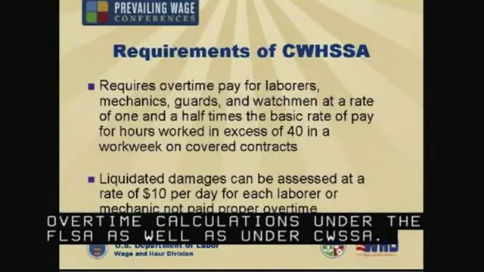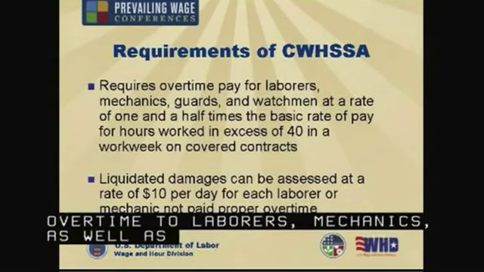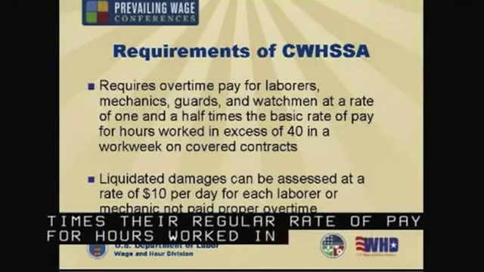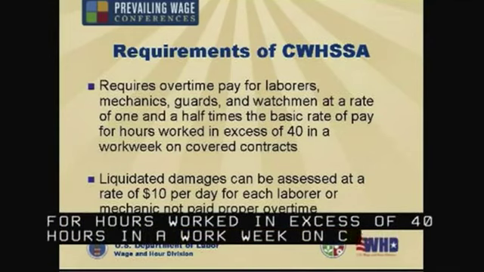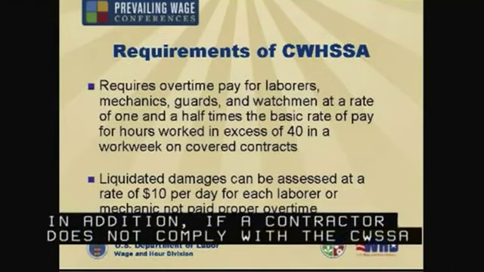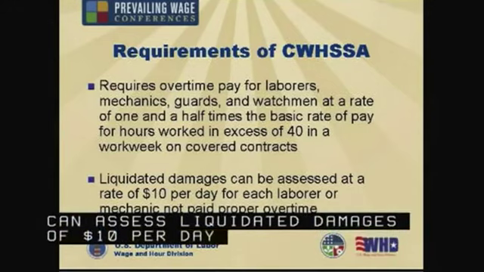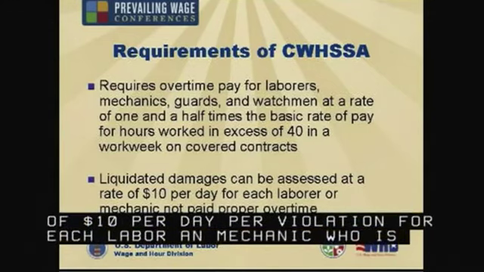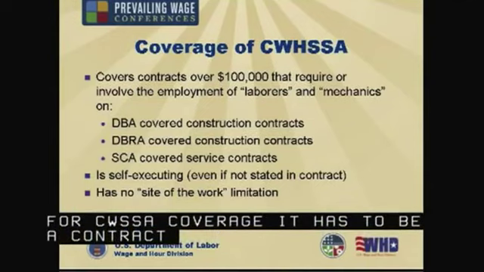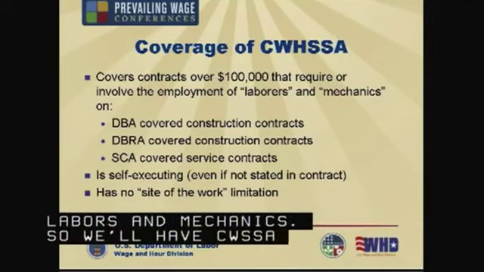So CWHSSA requires the payment of overtime to laborers, mechanics, as well as guards and watchmen at the rate of 1 1/2 times their regular rate of pay for all hours worked in excess of 40 hours in a work week on covered Davis-Bacon projects. In addition, if a contractor does not comply with the CWHSSA requirements, the Department of Labor and the contracting agency can assess liquidated damages of $10 per day per violation for each laborer and mechanic who was not paid the correct overtime. For CWHSSA coverage, it has to be a contract that's over $100,000 and involves the employment of laborers and mechanics. So we will have CWHSSA coverage on Davis-Bacon and Davis-Bacon and related act contracts.